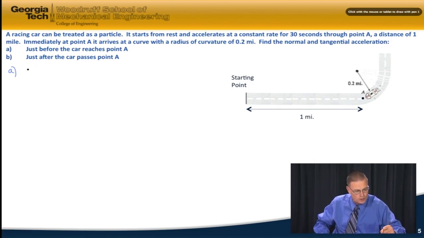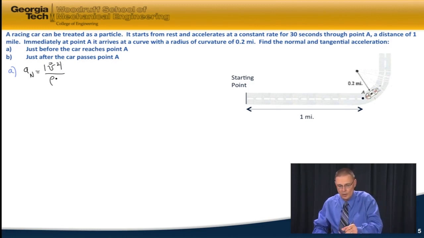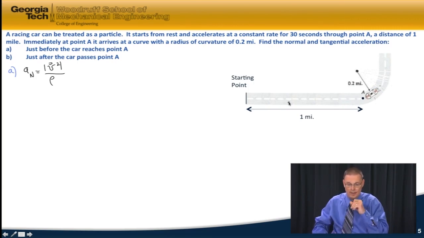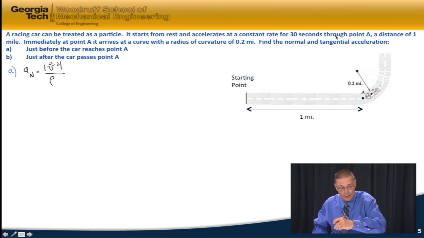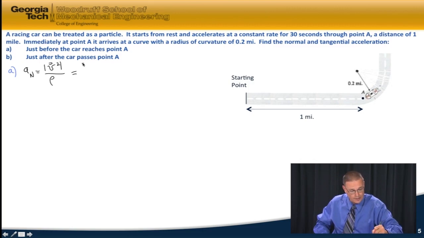We know that the expression for the normal acceleration is the magnitude of the velocity squared over rho. My question to you is, what's the radius of curvature just before point A if this car is moving along a straight line? And the answer should be it's infinity. And so no matter what the velocity is as we go along that segment, the radius of curvature is infinity, so the normal acceleration is equal to 0.